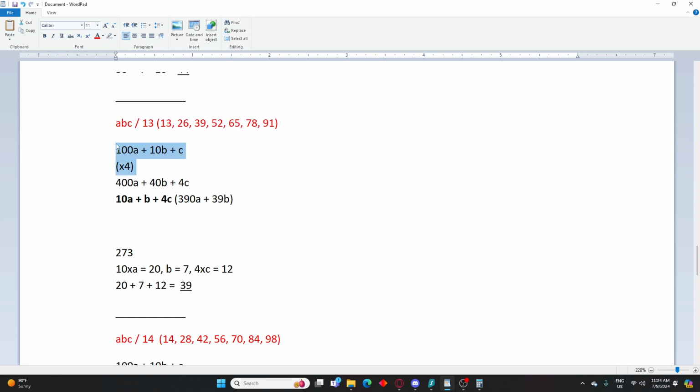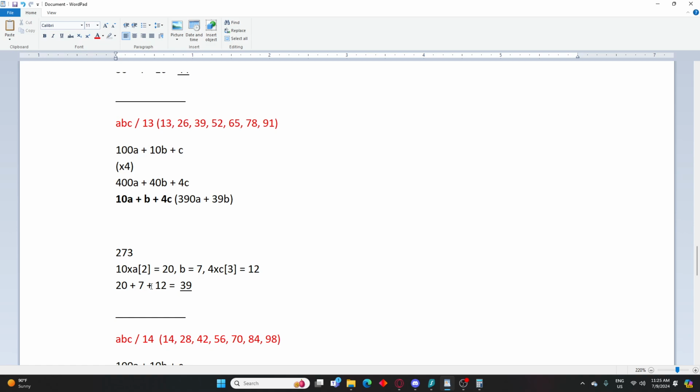Well, if we multiply this number by 4, then we can get 400a, 40b, and 4c. That seems to be a pretty decent middle ground because with 40, we can take out 1b, which is not bad. So 4c we're going to have to keep, and then 10a we can take from 390. So not half bad. This is not too difficult to remember. 10a plus b plus 4c. Simple. So 10a in this case would be 2 for 273. B is 7, and 4 times c, c in this case being 3, is 12.